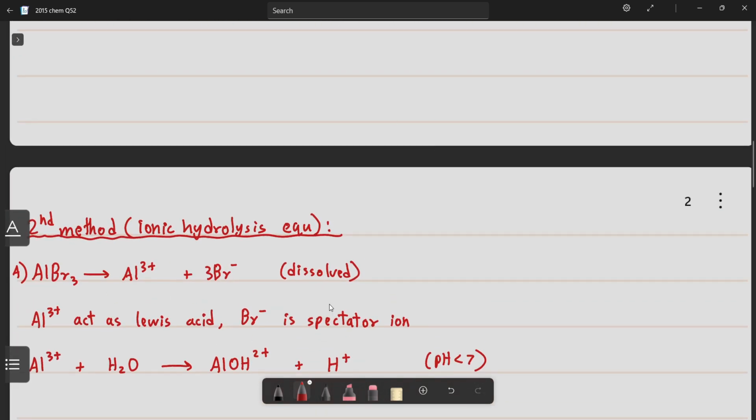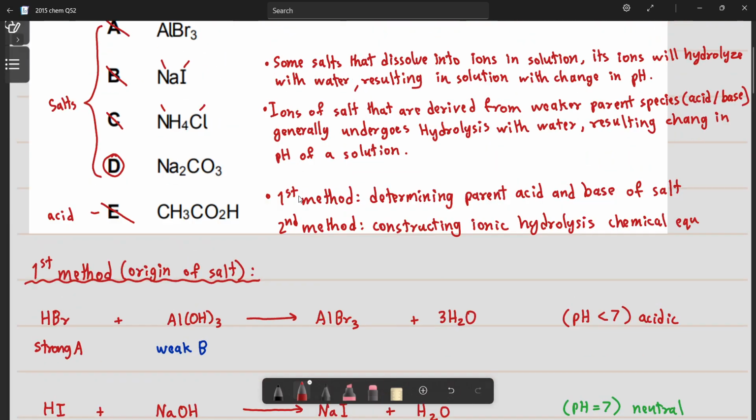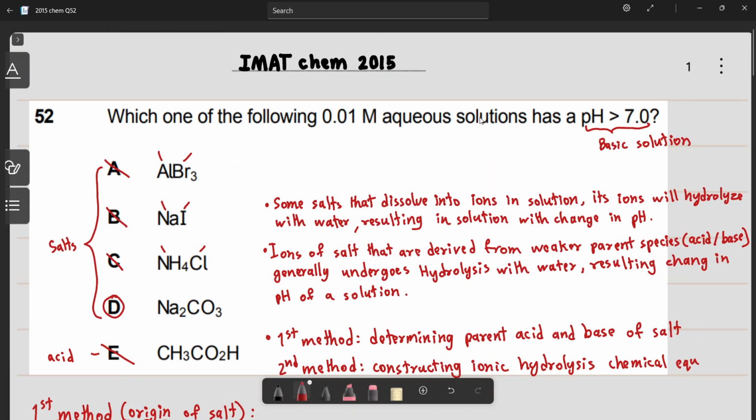So these are the two methods to solve this question, to determine the pH of the resultant solution, to predict the pH. So that's how we solve this question. Okay, so that's the end.